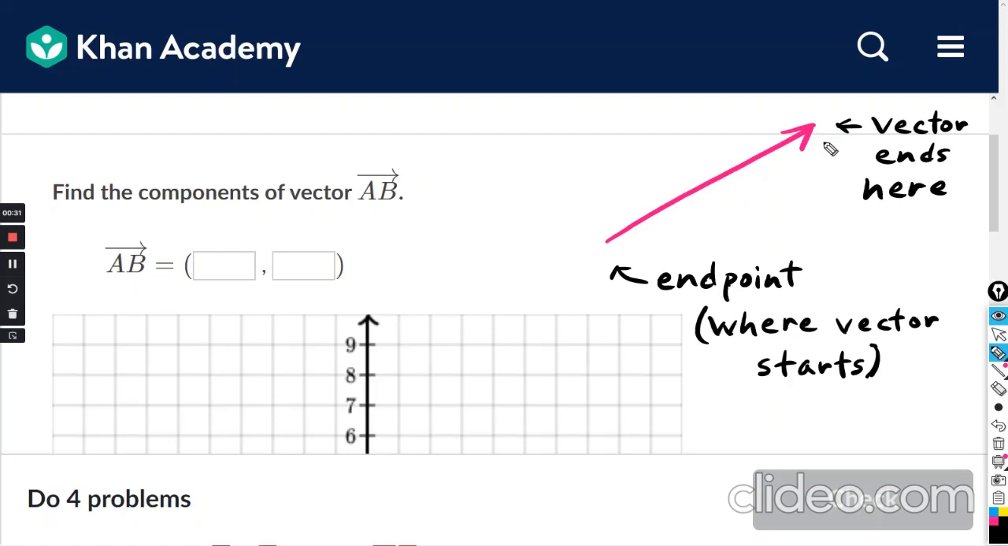Okay, so a vector is not like a ray. It does not continue forever. It has a starting point and a finishing point. But the starting point is called the endpoint.